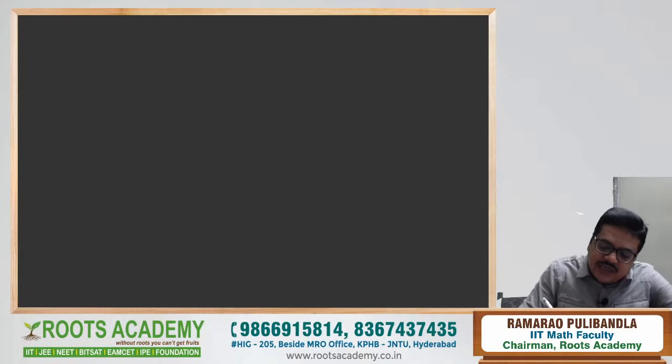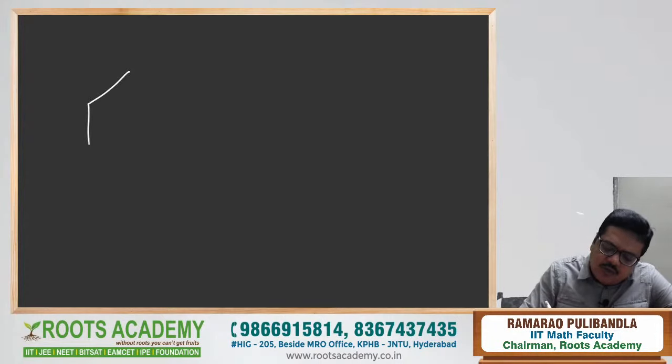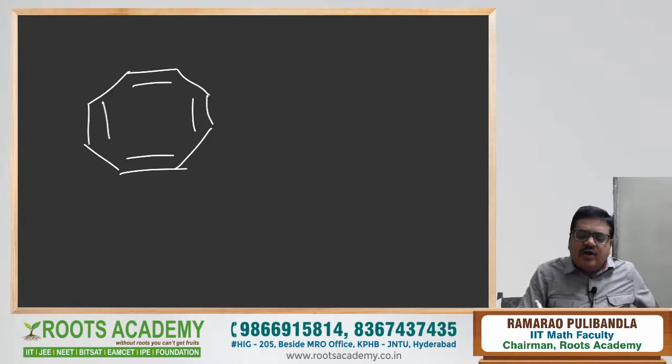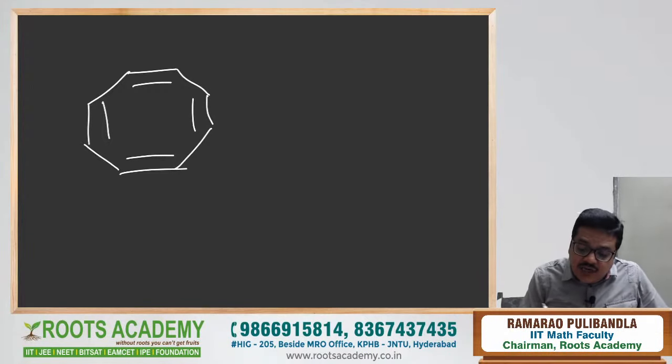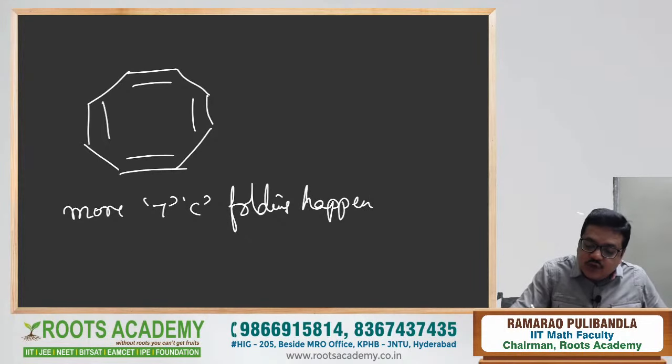Similarly, if you are considering cyclooctatetraene, is it aromatic, non-aromatic or anti-aromatic? Whenever there are more than 6 or 7 carbons, folding takes place. So its shape will convert into a tub shape like this.